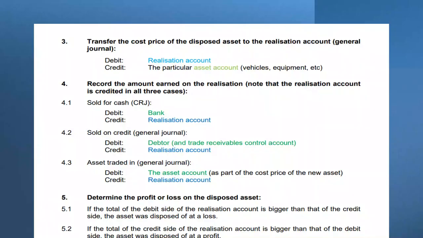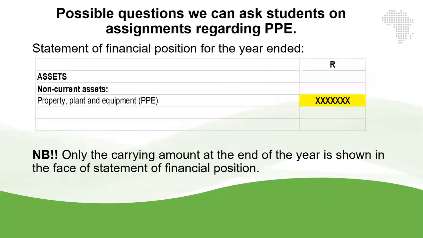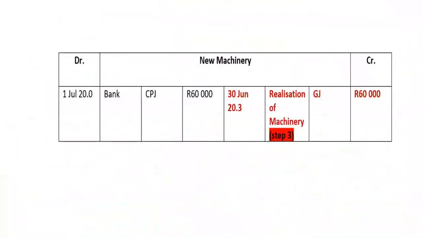Step 3, they say transfer the cost price of the disposed asset to the realization account. So how do you do that? Remember, we said you're going to credit the asset account. What are you going to debit? The realization account. Let me show you then how we did that here on machinery.